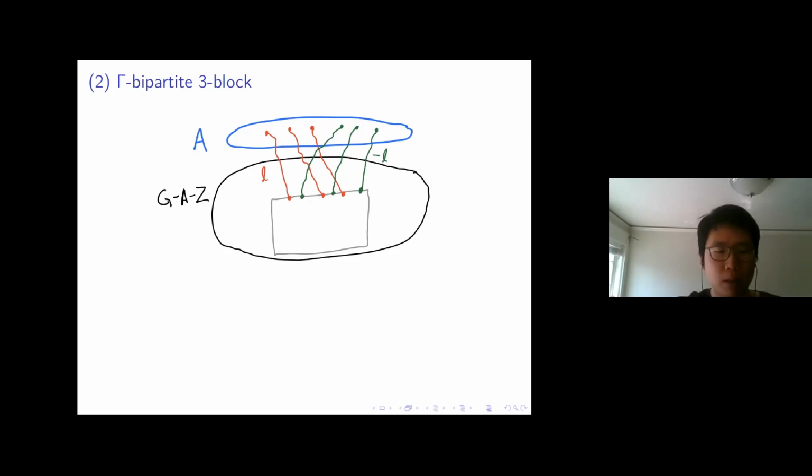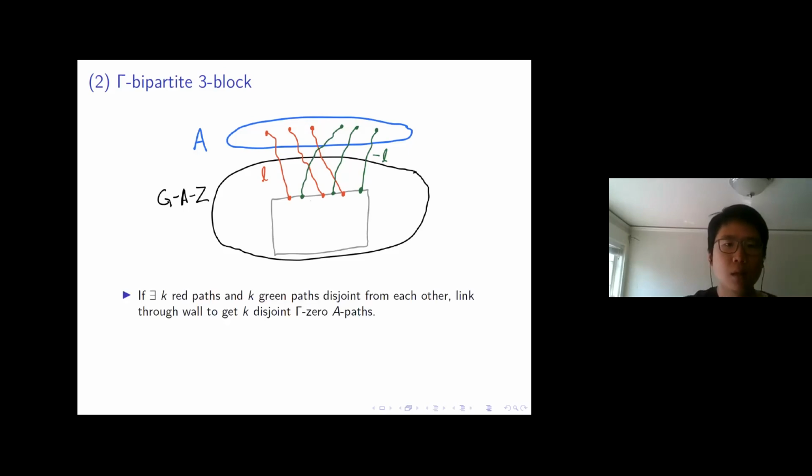Also, I'm ignoring the fact that when we find these paths to the wall, the paths themselves could intersect the interior of the wall. So we also have to do this cleanup so that the paths only intersect the boundary of the wall. Once we obtain these two sets of paths, we can finish off the proof with this Ramsey type argument.